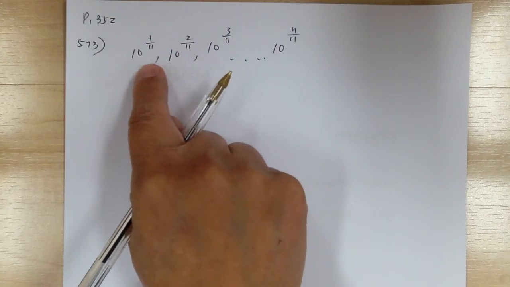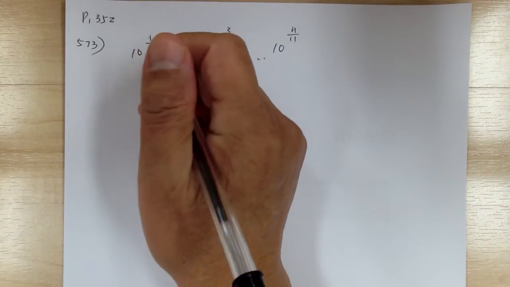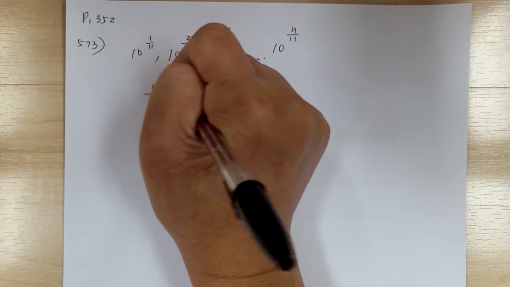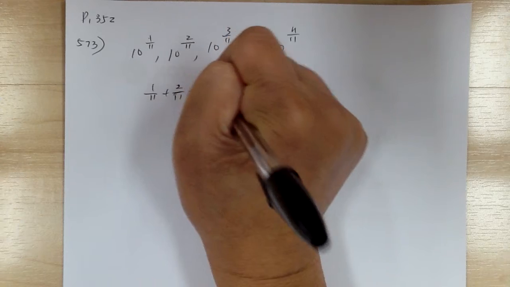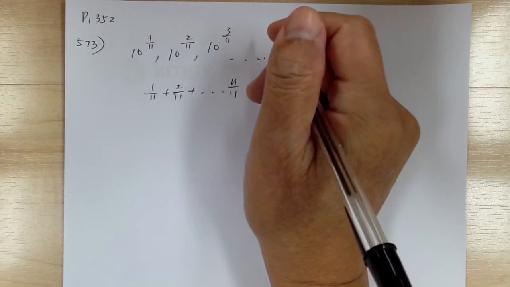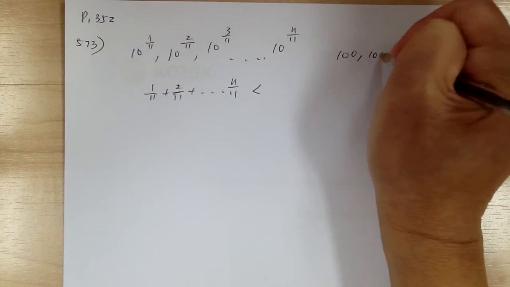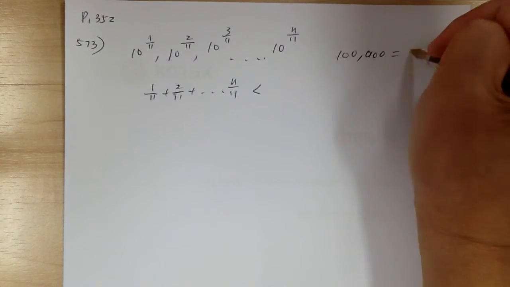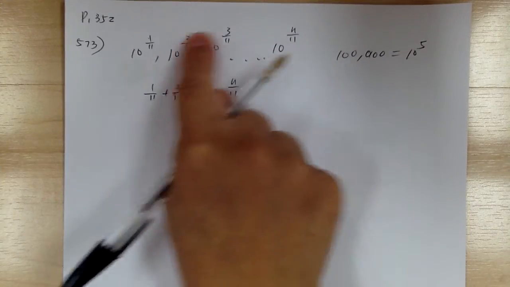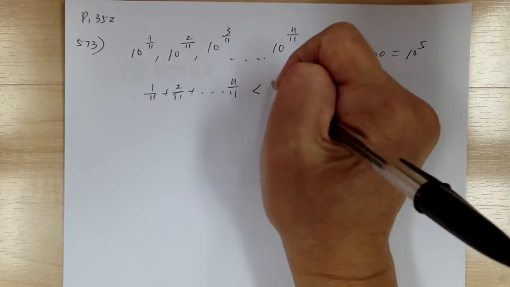Okay, so when you multiply all this together, it means you have to add the exponents. So that means 1 over 11 plus 2 over 11 plus and so on all the way to n over 11, and this has to be greater than 100,000, which is equal to 10 to the 5. So when you add all the exponents, they have to be more than 5.